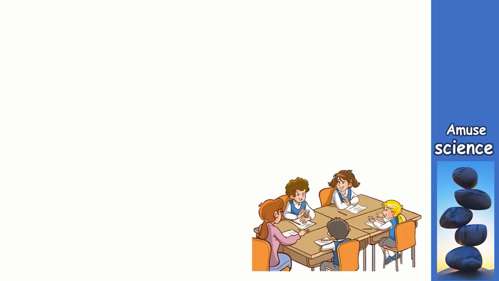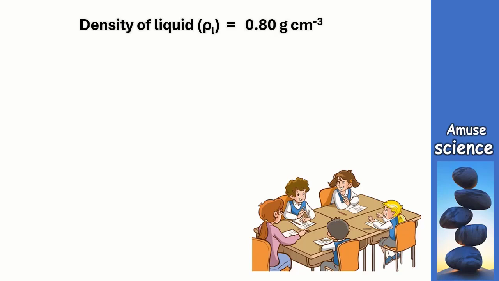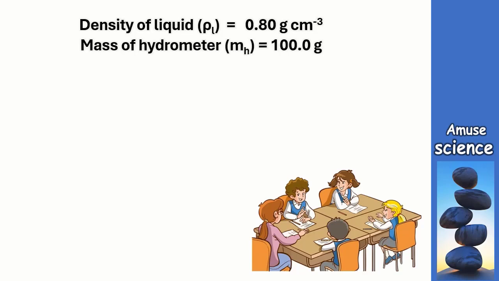So now let's put down the details of the question. We have been given that the density of the liquid, which we are representing by rho L, is equal to 0.80 grams per cubic centimeter. Then the mass of the hydrometer, which we are representing by mH, is equal to 100.0 grams.